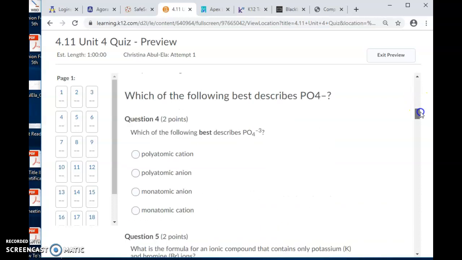Question 4. Which of the following best describes PO4 -3, which is a phosphate ion? A polyatomic cation, a polyatomic anion, a monatomic anion, a monatomic cation.